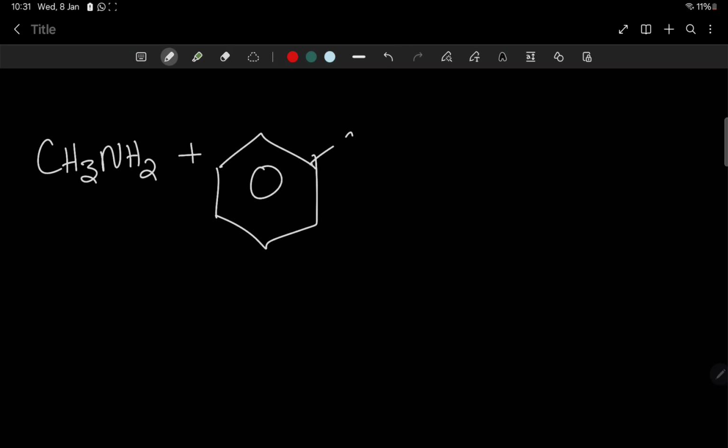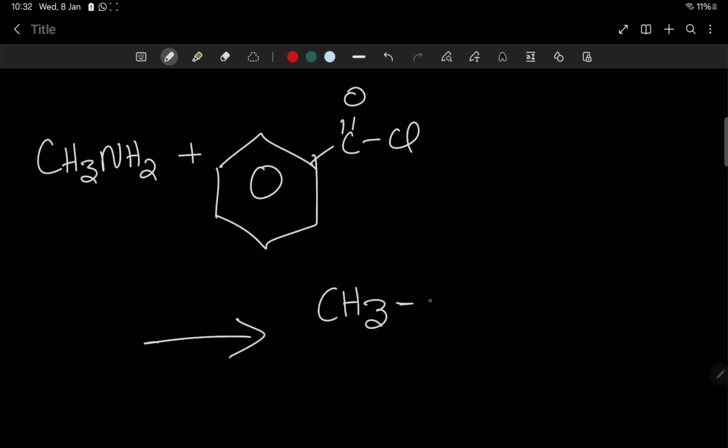Okay, look, they have written another thing, that is CH3NH2 plus benzoyl chloride. What are we getting? We also do the same. First of all, we should draw this compound, that is CH3NH C double bond O and the benzene ring.